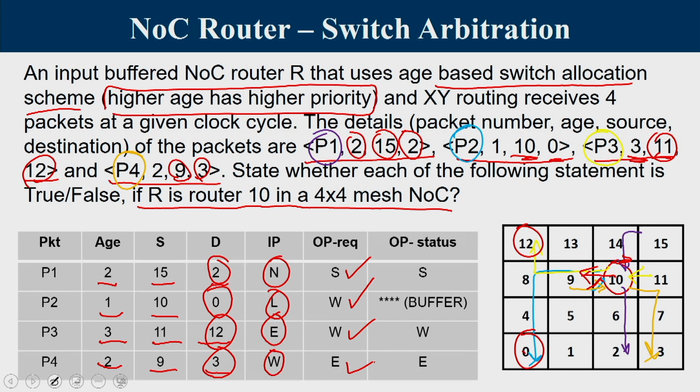Now, we have 4 packets, out of which the first one is looking for south, the second and third are looking for west, and the fourth packet is looking for east. Since nobody else wants south, south will be granted for P1. Since there is nobody competing for east, there is only one, so east is also granted. But we can see that there are 2 of them looking for west. Here is a place where switch arbitration happens.